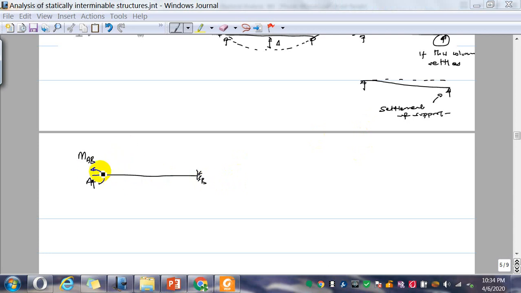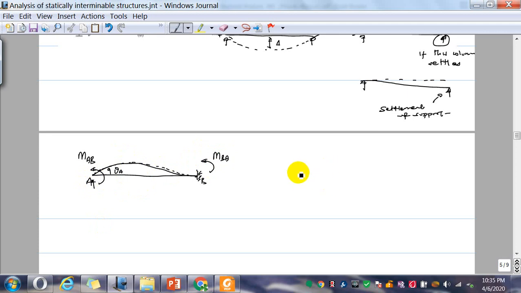So this moment is going to rotate this one counterclockwise, so this is going to take a shape like this when it rotates, and here the rotation is theta A, and here there is no rotation because it's a fixed support, but to keep it fixed, it will have to have another moment MBA. So these are two moments, MAB and MBA, and this is a pin joint and where the rotation occurs.